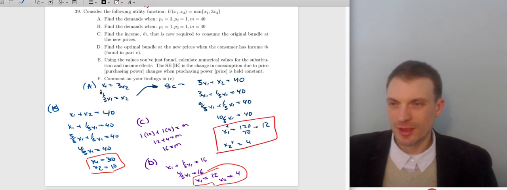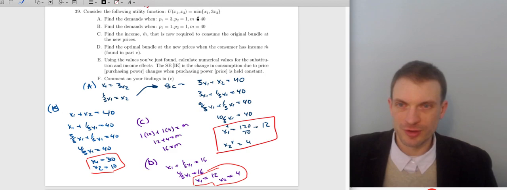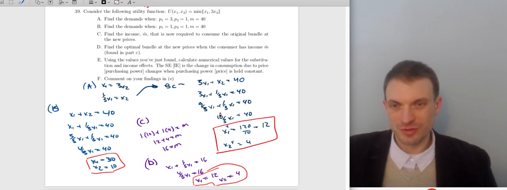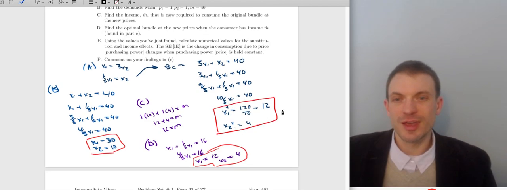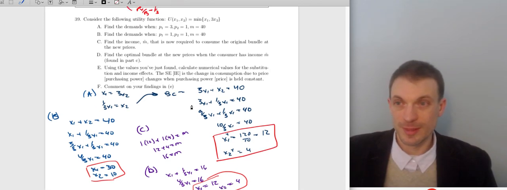So, all right. Find the demands when these are the prices. Well, I'm going to replace this comma with an equal sign. That'll give me the line through the origin that connects the corners. So x2 is equal to 1/3 x1. Plug this into the budget constraint: 3x1 plus x2 is equal to 40. So 9/3 x1 plus 1/3 x1 is equal to 40, 10/3 x1 is equal to 40. Solving, x1 is equal to 12, x2 is equal to 4. So that's part A.